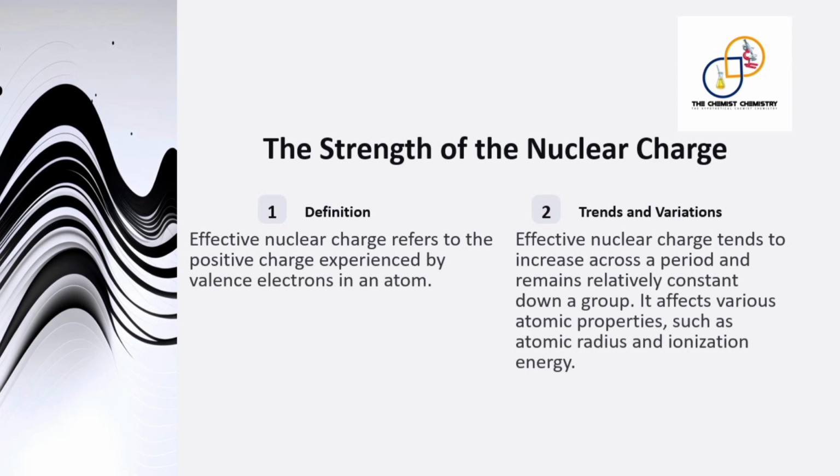We learned that it is directly proportional to the number of protons. So if the number of protons increases, effective nuclear charge will also increase. When it decreases, effective nuclear charge will also decrease. From left to right across the period, the number of protons increases, thereby increasing the effective nuclear charge, or the Z effect. So effective nuclear charge tends to increase across a period and remains relatively constant down a group. Down a group, it neither decreases nor increases, but remains constant.